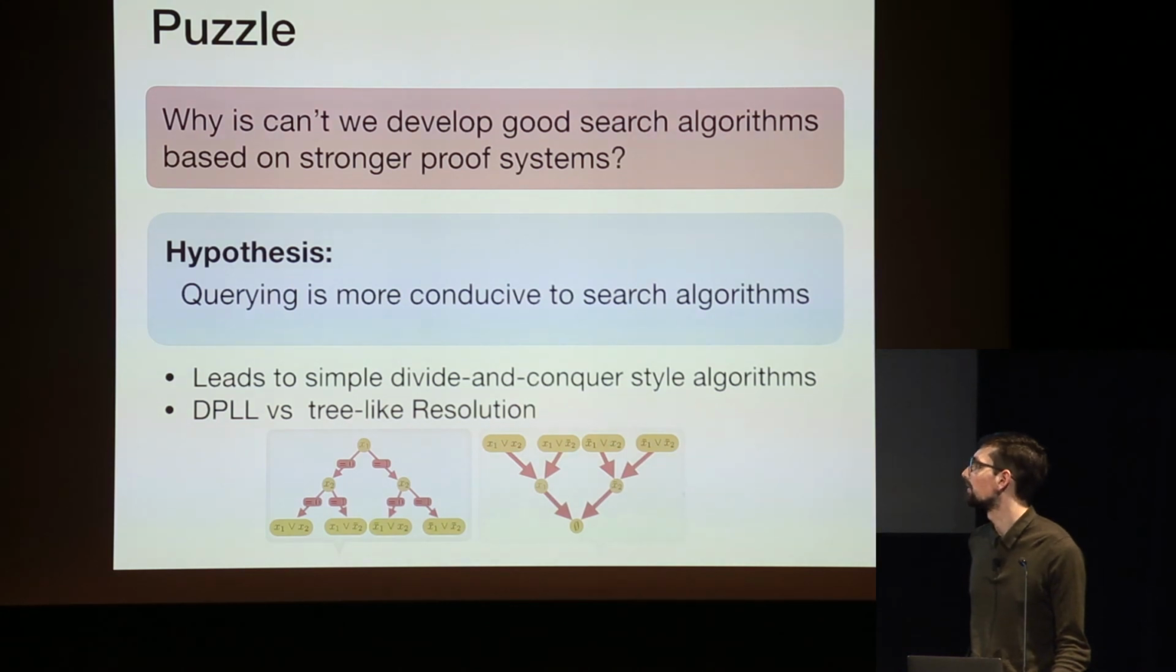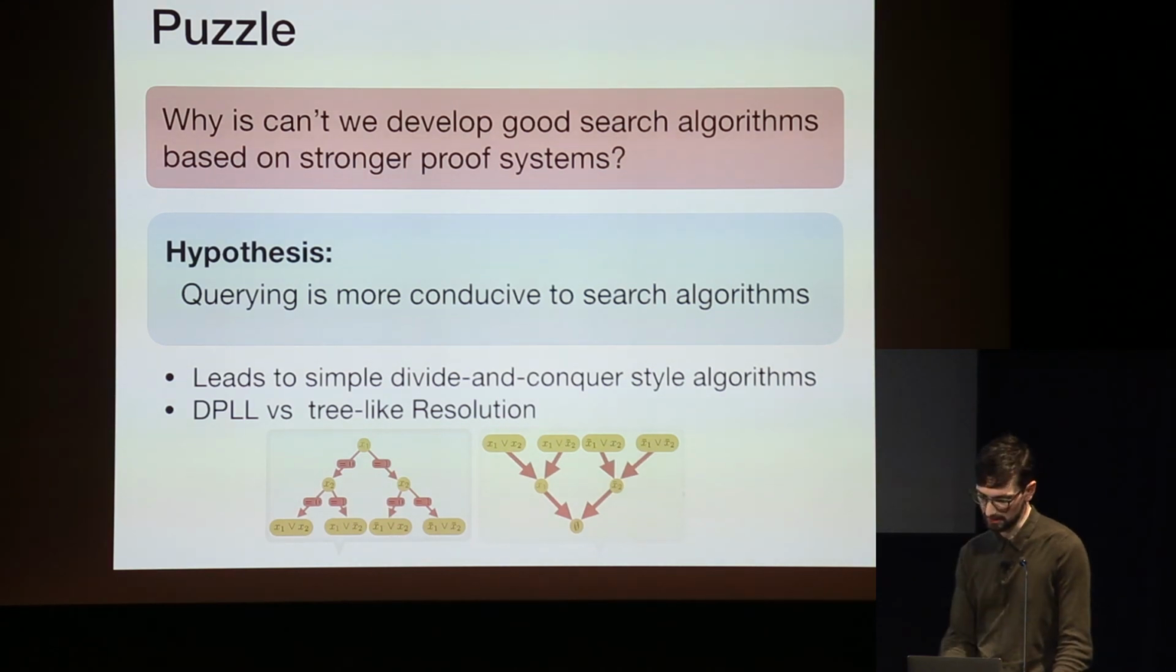So for example, querying leads to really simple divide and conquer style algorithms, which is one of the nicest algorithm paradigms we have. And it's kind of like the difference between DPLL and tree-like resolution. So even though they're equivalent, all of the upper bounds and algorithms based on tree-like resolution are developed in DPLL because it's so much easier to reason about.